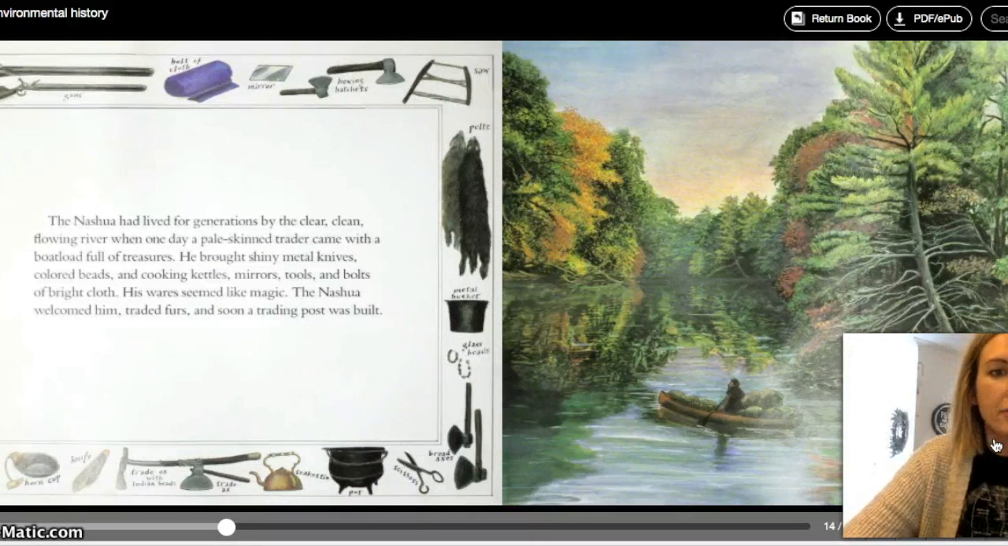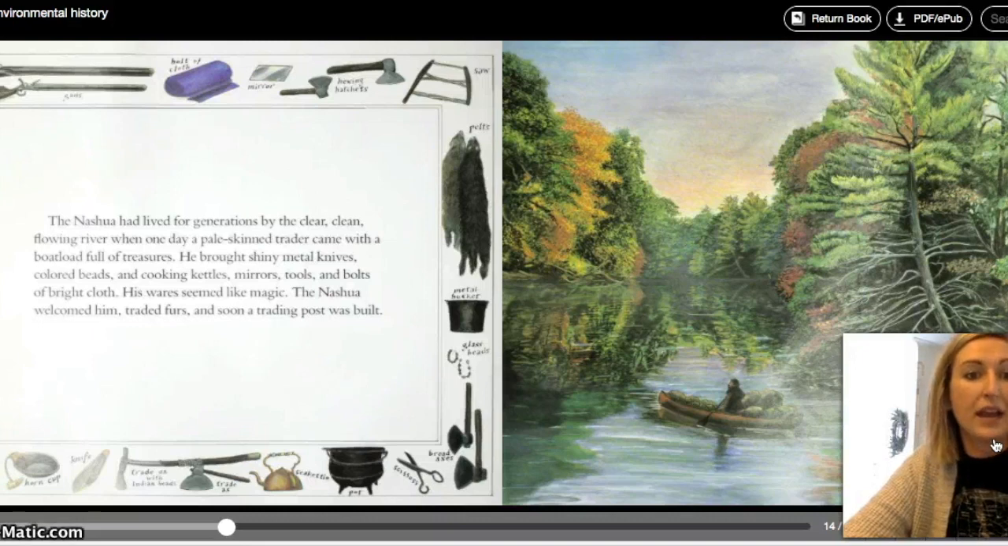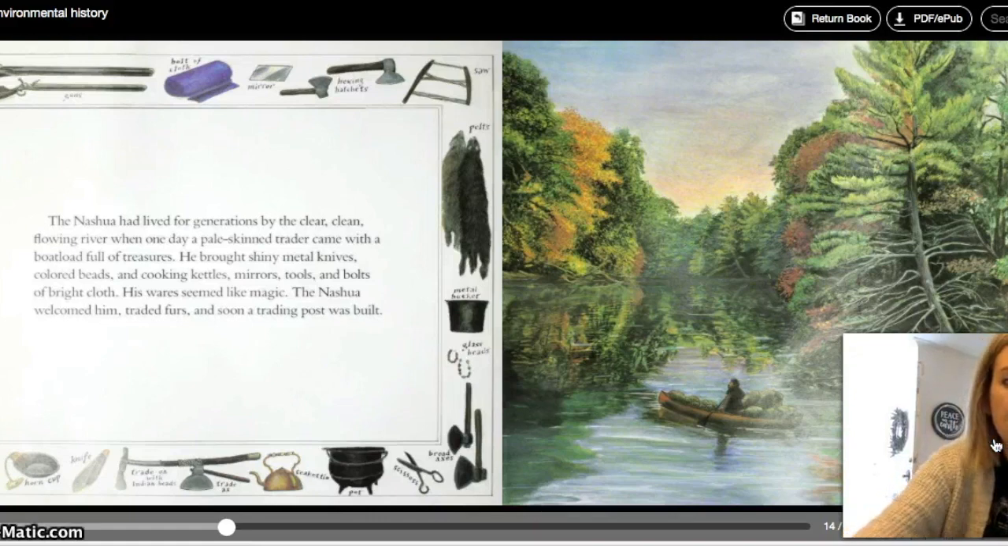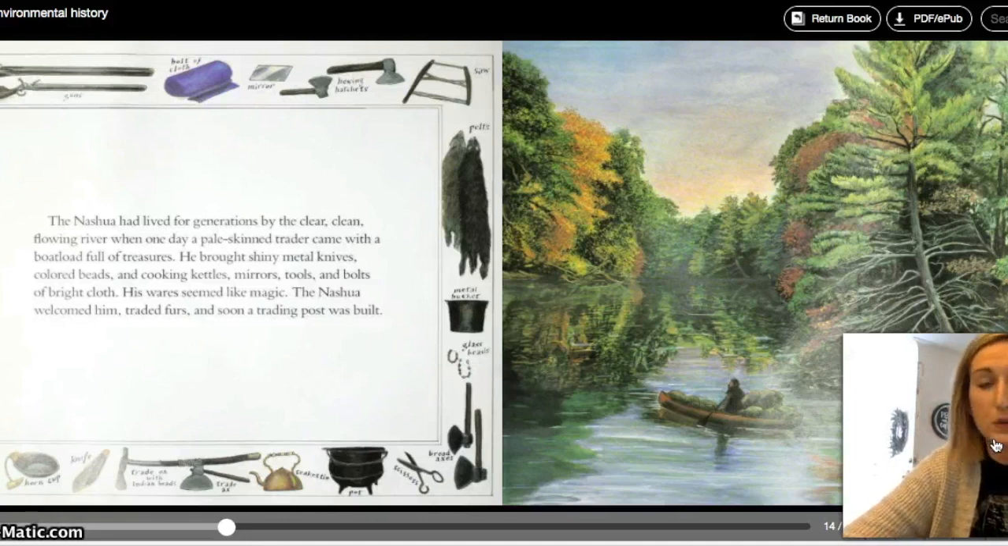The Nashaway had lived for generations by the clear, clean, flowing river when one day a pale-skinned trader came with a boatload full of treasures. He brought shiny metal knives, colored beads, and cooking kettles, mirrors, tools, and bolts of bright cloth. His wares seemed like magic. The Nashaway welcomed him, traded furs, and soon a trading post was built.